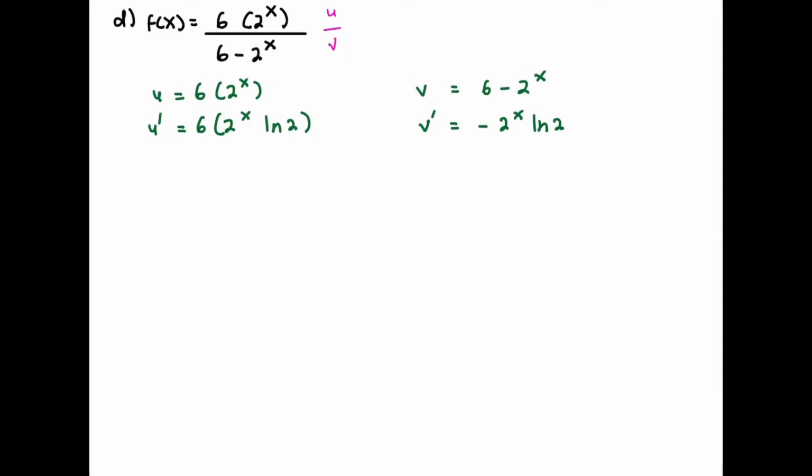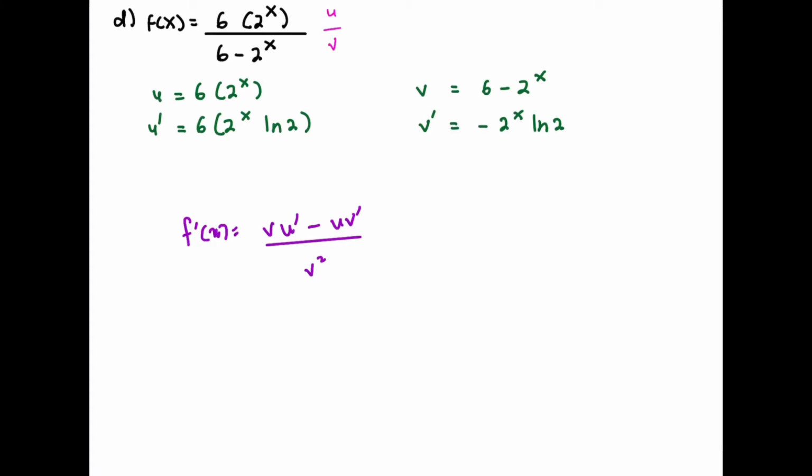Alright everyone, so the question, part D, is f(x) equal to 6 times 2 to the power of x over 6 minus 2 to the power of x. So we can see clearly that this is in the shape of a fraction. So if you want to find the derivative, we need to use the quotient rule. So what is the formula for the quotient rule? f prime x is equal to v u prime minus u v prime over v squared.